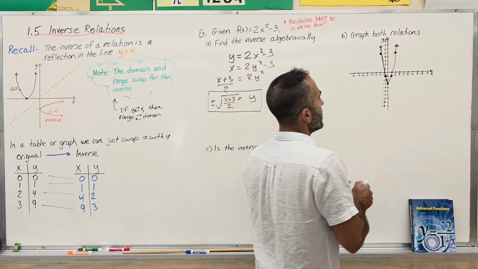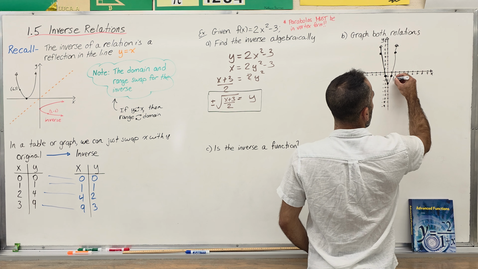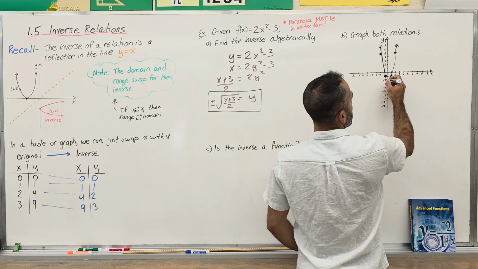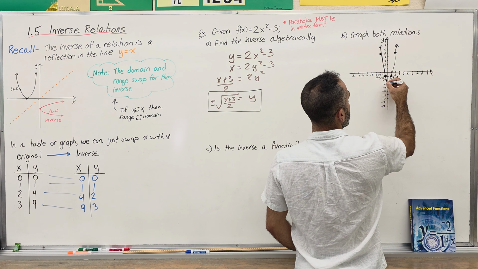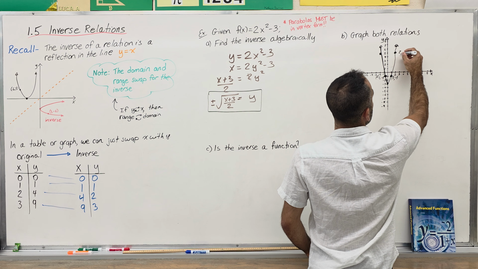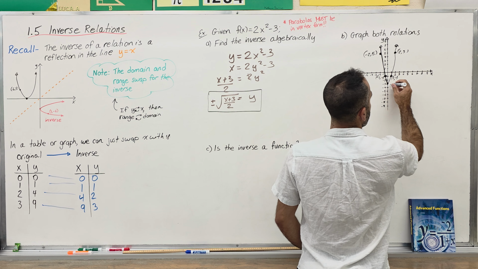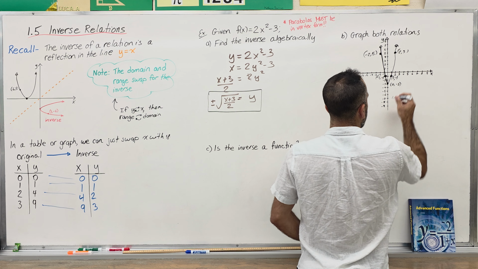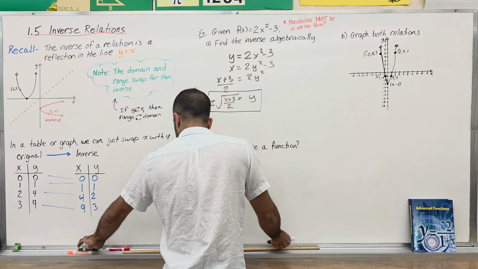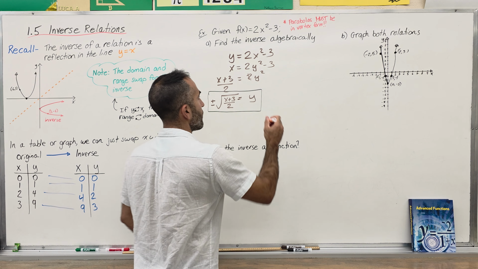Now, if you know what these points are, this point is 1, negative 1. This point is negative 1, negative 1. This point is 2, 5. This point is negative 2, 5. And this one, 0, negative 3. We'll go in orange.